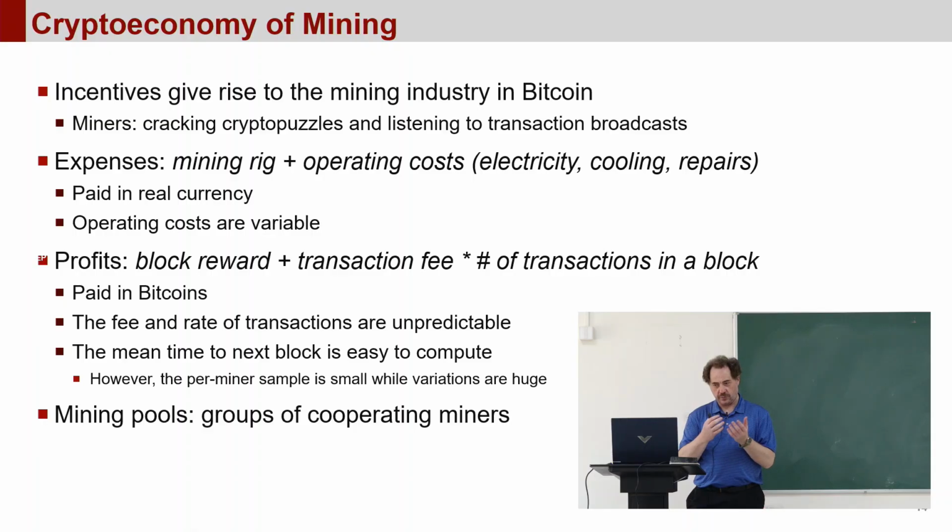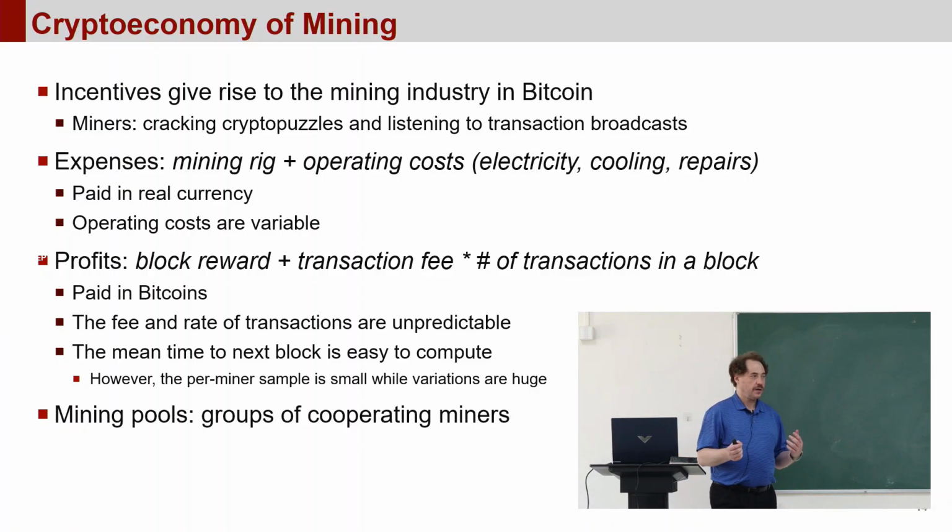But what can we say about this crypto economy of mining? There are expenses. The expenses would be to buy the mining rig, and there are operational costs like electricity, cooling, and repairs. The expenses are paid in real currency, while operating costs are variable. On the other hand, profits. So what are the profits? Block creation reward and transaction fee times the number of transactions in block. So the profits are paid in Bitcoins.